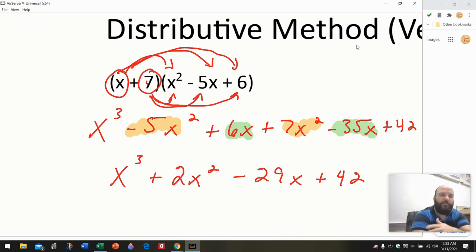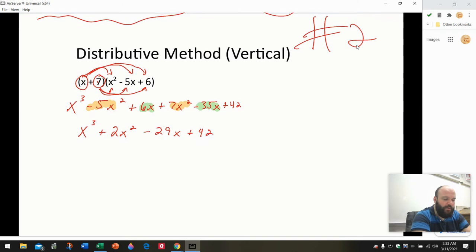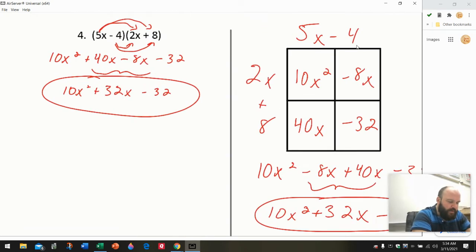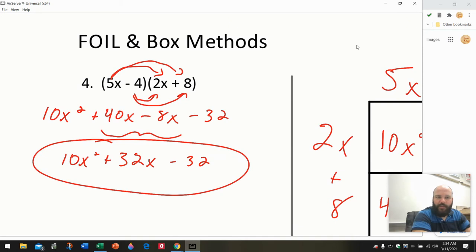We foiled everything out with the extra oi in the middle, like I say, and we combine our like terms, and we end up with x to the third plus 2x squared minus 29x plus 42. So that's the distributive method. Now, you can solve this using the box method, but it needs a slight alteration. If you noticed up here, when we solved these, when we multiplied them together, both of the terms that we were multiplying together here were binomials, meaning each set of parentheses had two terms inside.